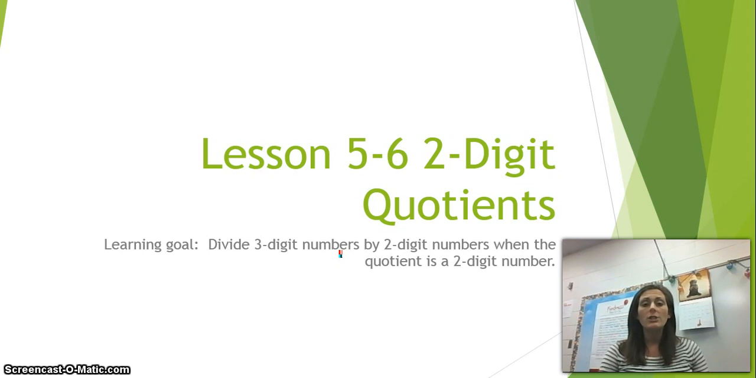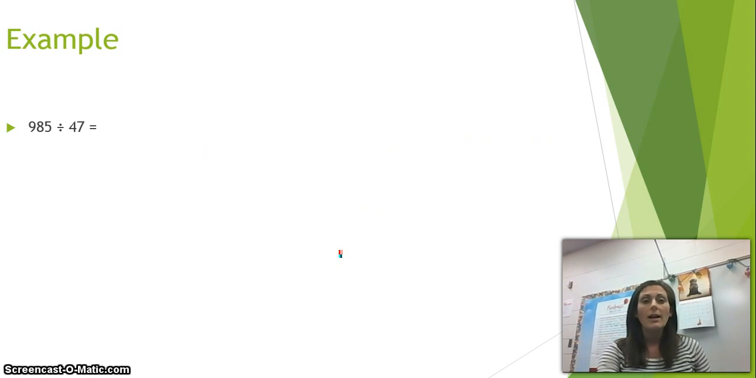You're going to divide three-digit numbers by two-digit numbers when the quotient is a two-digit number. So your answers are going to have two-digit numbers versus the topic 5-5 where there was a one-digit quotient. And then we're going to start with your first practice problem, also known as an example. So write practice problem or examples down in your journal and write 985 divided by 47. Go ahead and start working that out, and when you're ready to check your answer, push play.